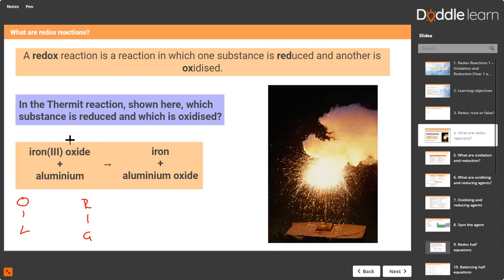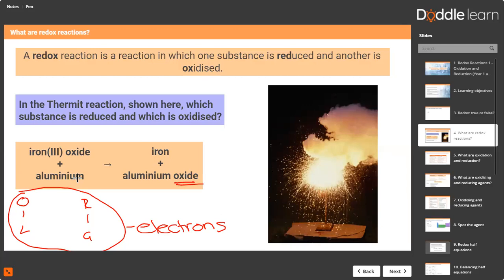So let's have a look here then. We're going from aluminium to aluminium oxide. So with our aluminium, when we're talking about OIL RIG, that is in terms of electrons. So don't let that confuse you when I'm saying we're gaining an oxygen. Yes, we might be gaining oxygen in oxidation, but it doesn't matter that we're gaining oxygen, even though we're saying oxidation is loss, because the loss is in terms of electrons. So our aluminium here is going from aluminium to aluminium oxide, so it has gained this oxygen.